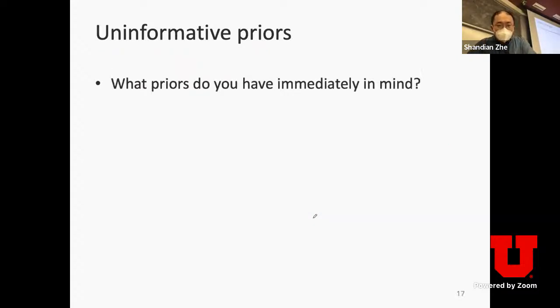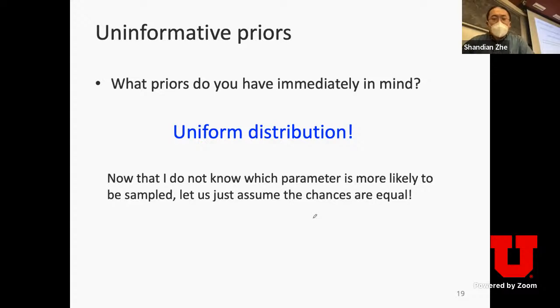So now I want to ask, if you want to assign such an uninformative prior, which prior do you have immediately in your mind? Yeah, uniform, right? A very intuitive choice of an uninformative prior is the uniform distribution. It reflects our intuition that since I do not know which parameter is more likely to be sampled, let's just assume the chances are always equal. It can take this value, that value, or a third value. All of them have exactly the same chance, right?